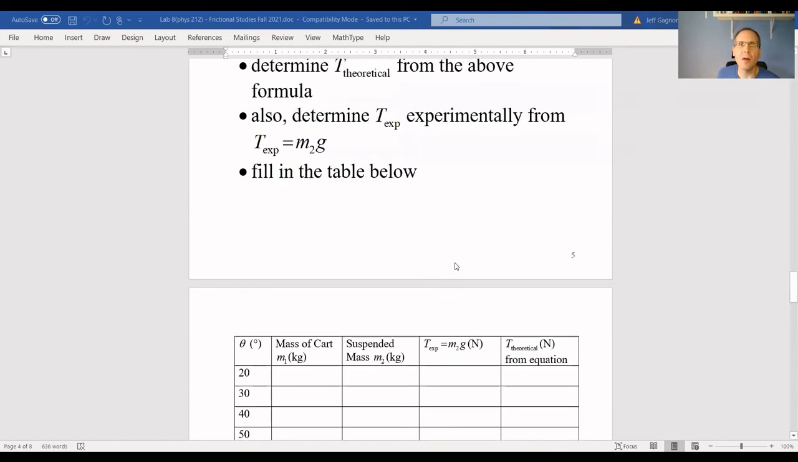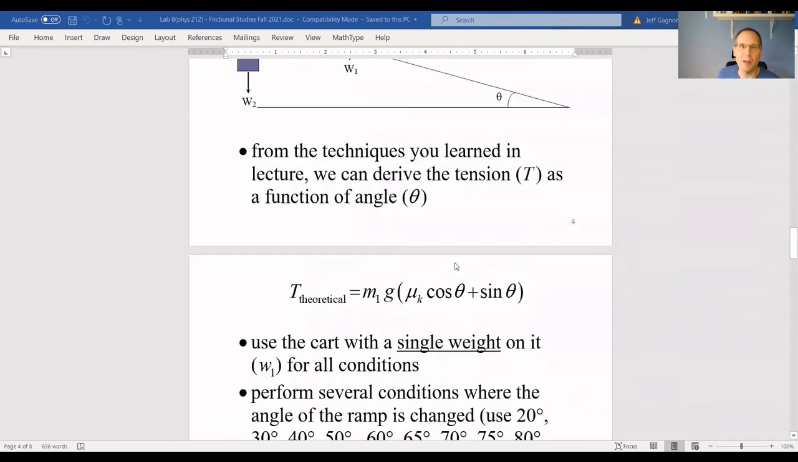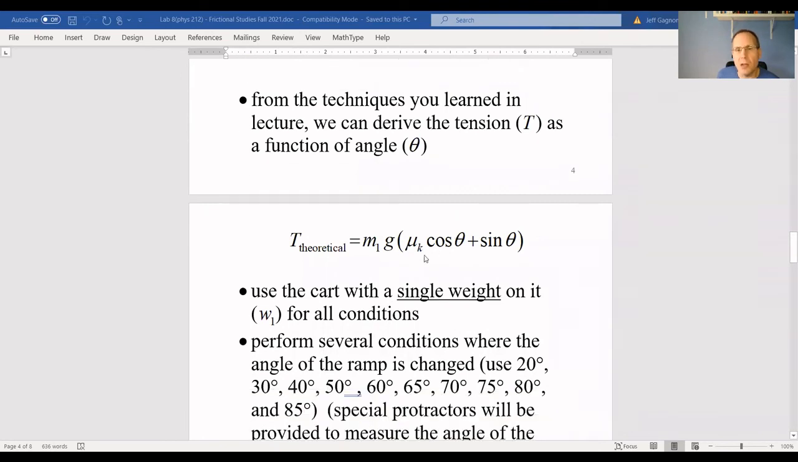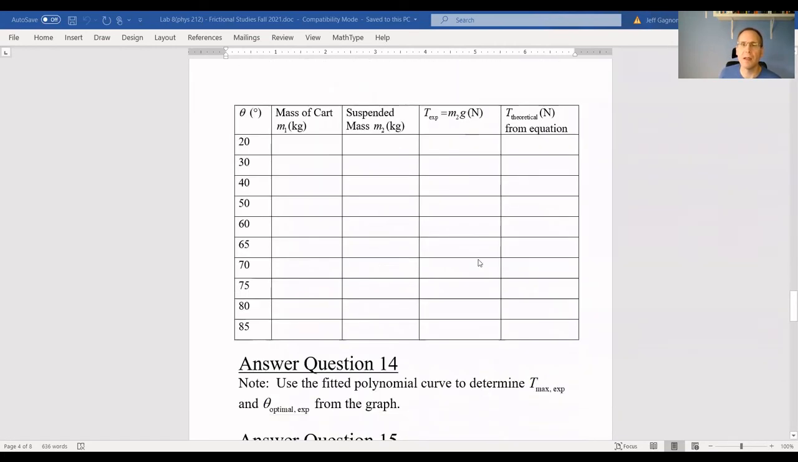Once you know all this information, let me go back to the formula here. So we derive this formula. You need to know mu k, right? That's why earlier we had to find mu k from the graph, the coefficient of kinetic friction. We need to know the angle. So you're given the particular angles. You need the mass of the cart, M1, and g is 9.8. So if you plug those values in, that would be the theoretical tension in the string, right? So that'll be this last column here.